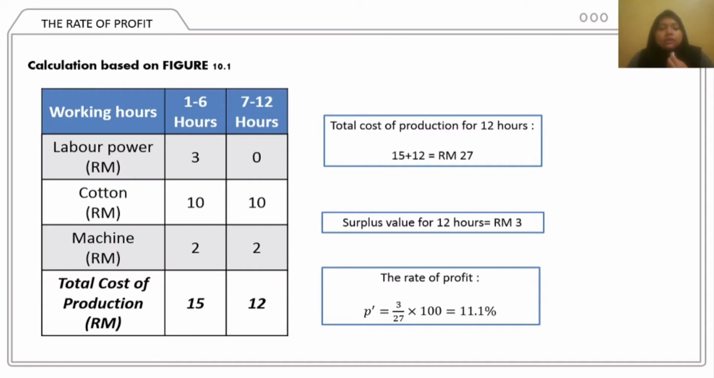S is surplus value, C plus V is cost, where C is constant capital and V is variable capital. We are going to do some calculation based on figure 10.1, which is a figure of Marx's theory of exploitation as we saw before. So the total cost of production for 12 hours is 15 plus 12, you can get 27. As you can see here, just add these two. The surplus value of 12 hours is 3. And the rate of profit, as I showed before in the formula, is surplus value per total cost. So 3 divided by 27 multiplied by 100 and you can get 11.1%.